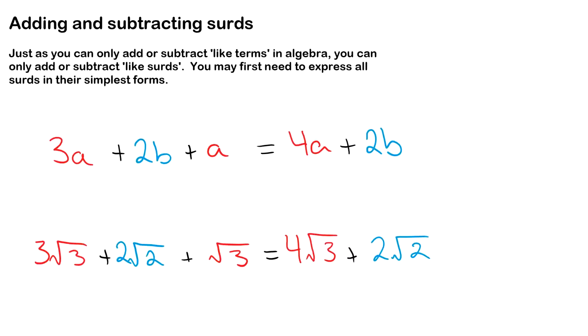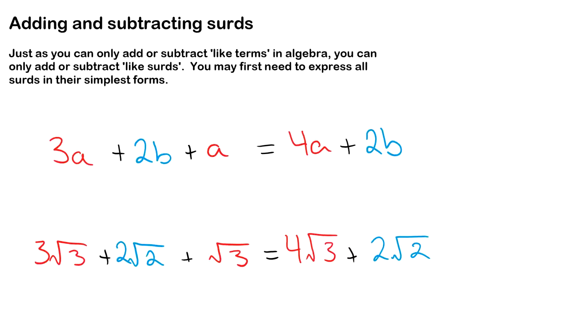In this video, we'll be covering adding and subtracting surds. Just as you can only add or subtract like terms in algebra, you can only add or subtract like surds. This means that you may first need to express all your surds in their simplest forms before you can add them. On your screen you can see two expressions.